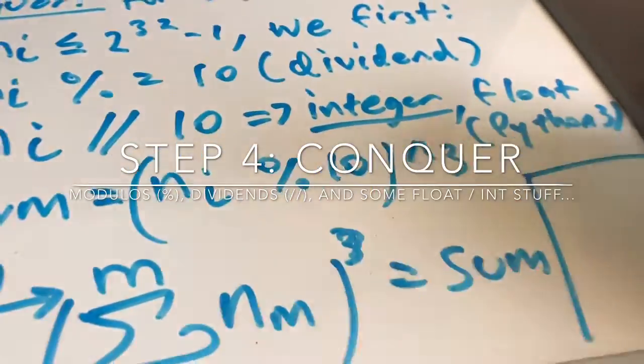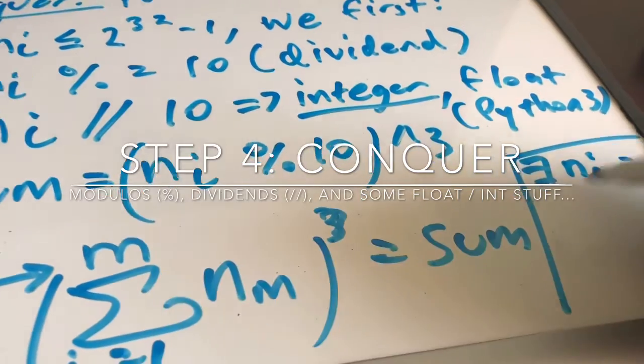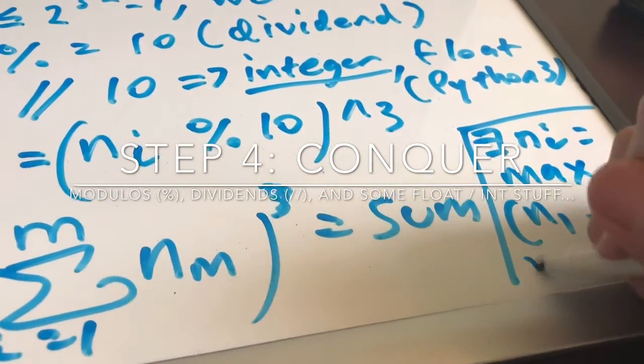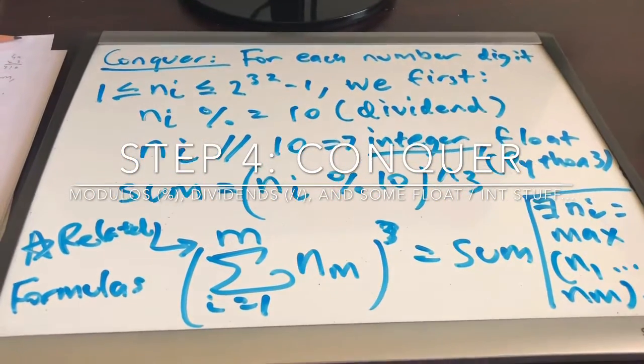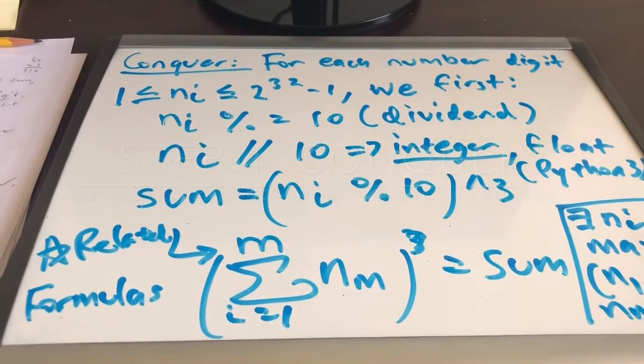Also, very important, we ensure that there actually exists an ni that eventually equals the largest digit, or the max of n1 to nm. And that's it for the mathy version of the conquer step. So now I'm going to show you the very interesting way to merge all this.